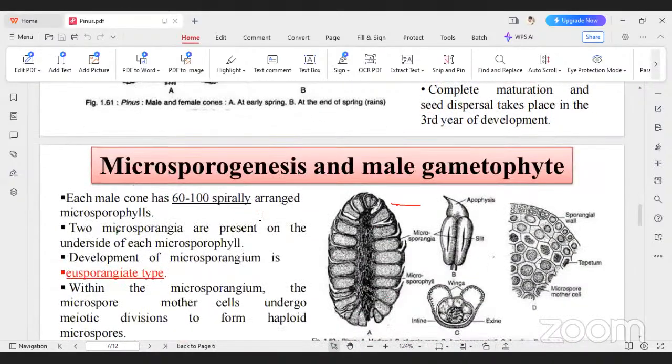Next, microsporogenesis and male gametophyte development. This is important for long answers.